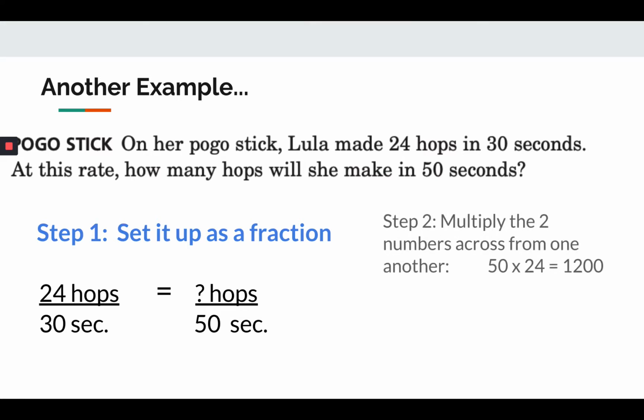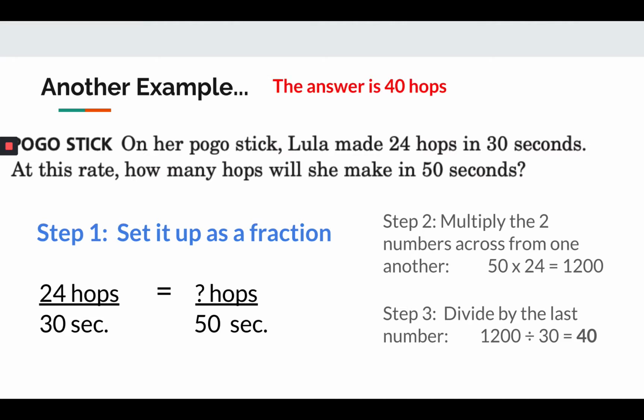Step 2, I'm going to multiply the two numbers I have across from one another, in this case 24 and 50, and that gives me 1,200. And then step 3, I'm going to divide by that last number, in this case 30, and that's going to give me a final answer of 40 hops. That is the missing number of this proportion.